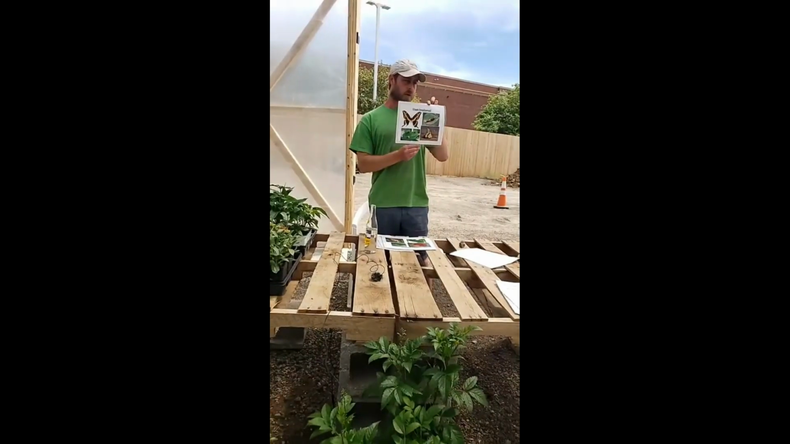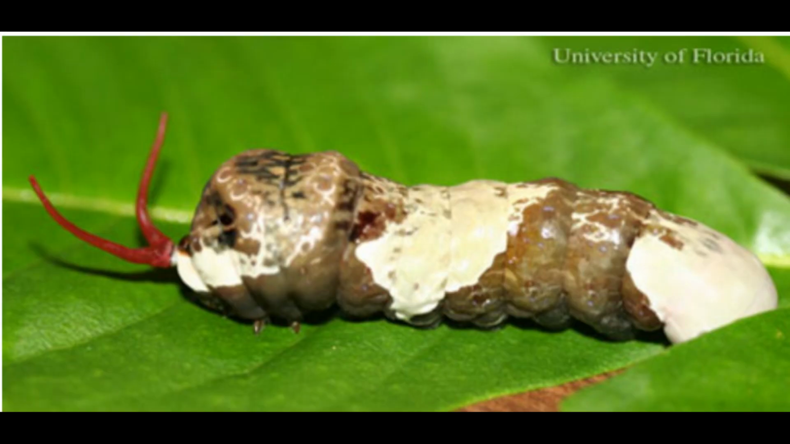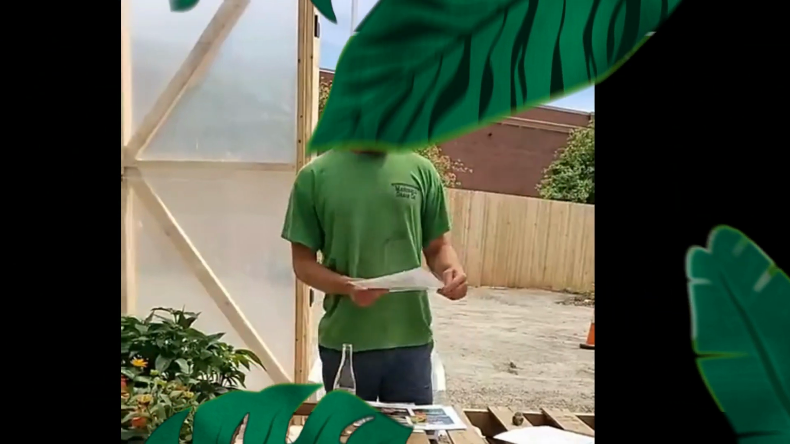Next is the giant swallowtail. Very similar to the black swallowtail, but you'll notice more yellow in it, and it is going to be bigger than the black swallowtail as well. Got a picture of what the egg looks like and what the adult form caterpillar looks like. This is kind of mid-stage.